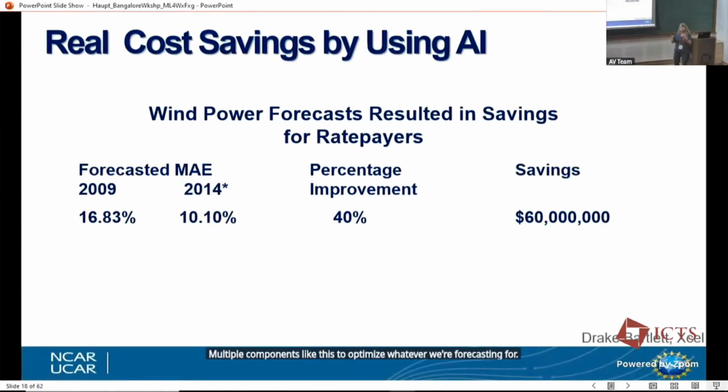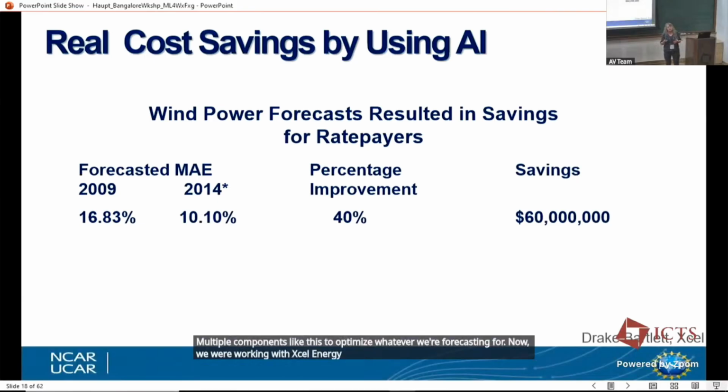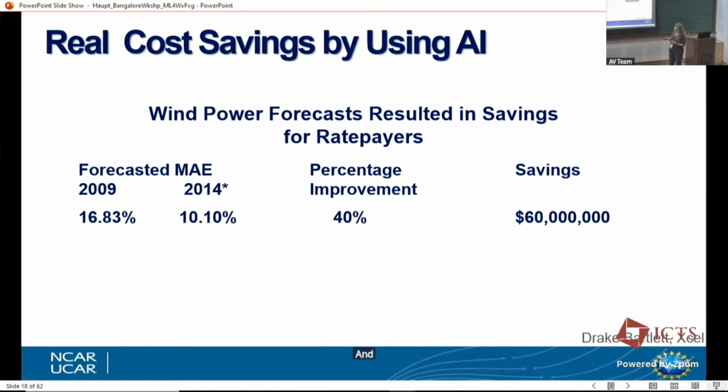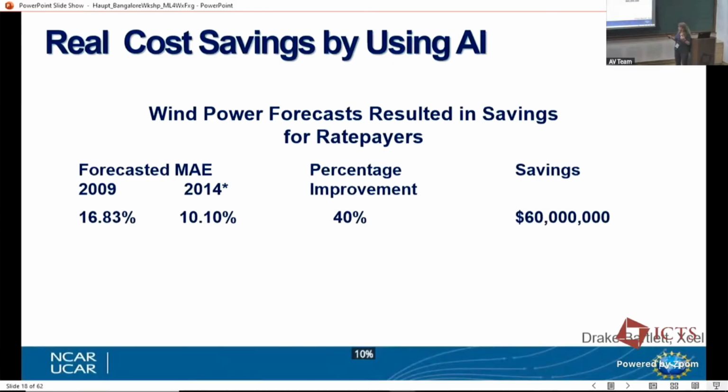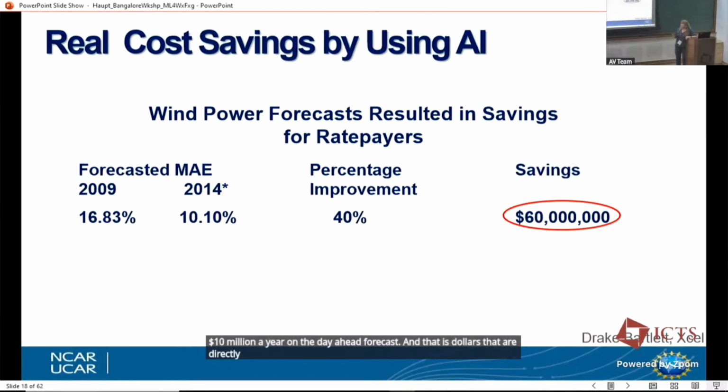Now, we were working with Xcel Energy, and they paid us money to build the system. Is it worth it? When we started the project in 2009, the mean square error was about 17% based on standard NOAA models that their forecasters were using. By the time the project was finished, we were down to 10% error. So for a percentage improvement of 40%, and they calculated that it saves them $10 million a year on the day-ahead forecast. And that is dollars that are directly passed on to their customers.